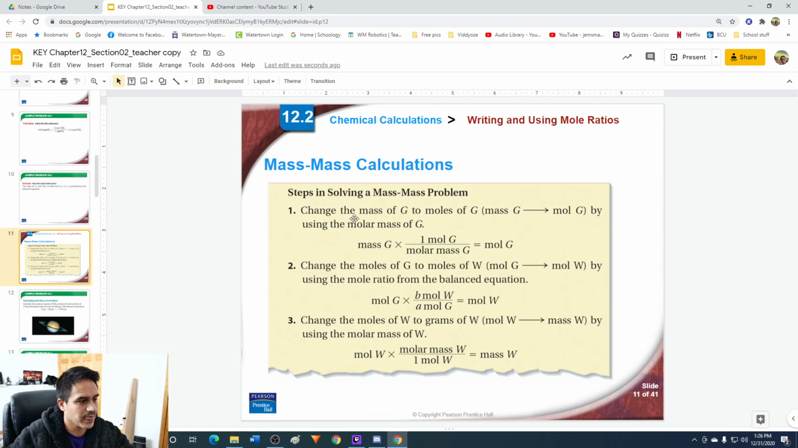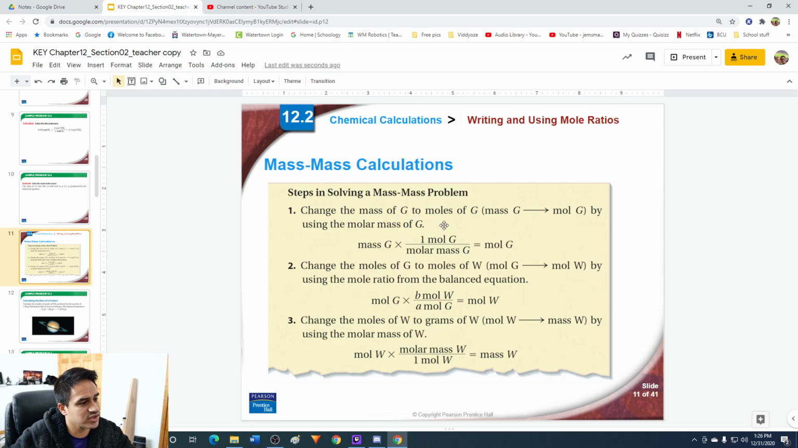So you're going to change the mass of the material you're starting with to moles of that material by using molar mass. If instead we had a number of liters instead of mass, this would say change the liters of G to moles of G by using molar volume, which is the conversion factor between moles and liters. Or let's say we are given molecules or some type of particle like atoms. This would say change the atoms of G to moles of G by using Avogadro's number. Okay, that's that conversion factor.